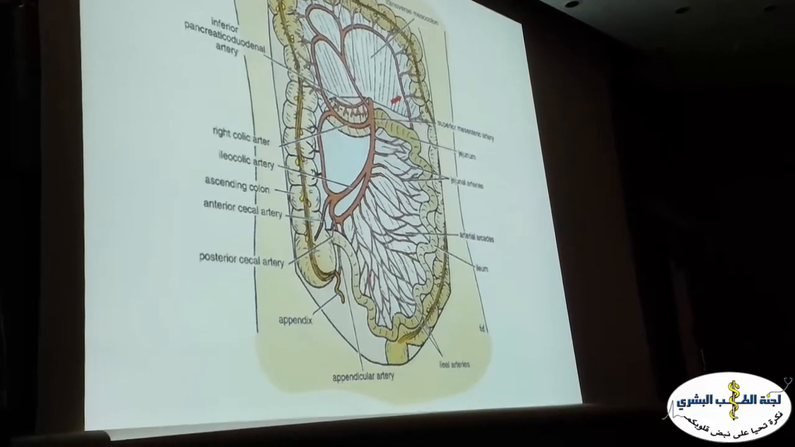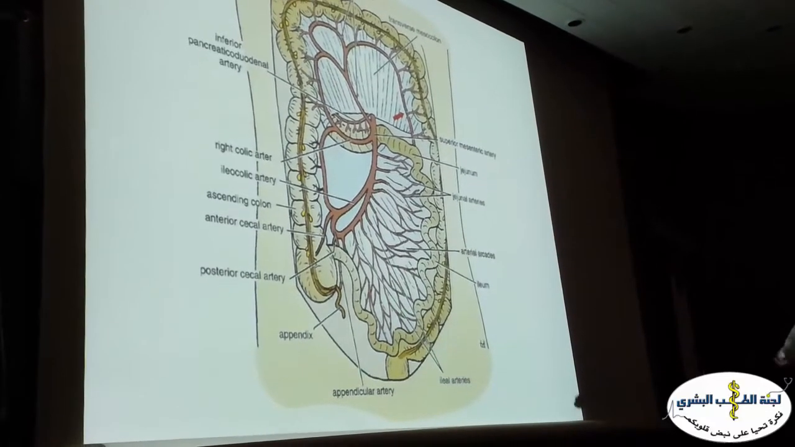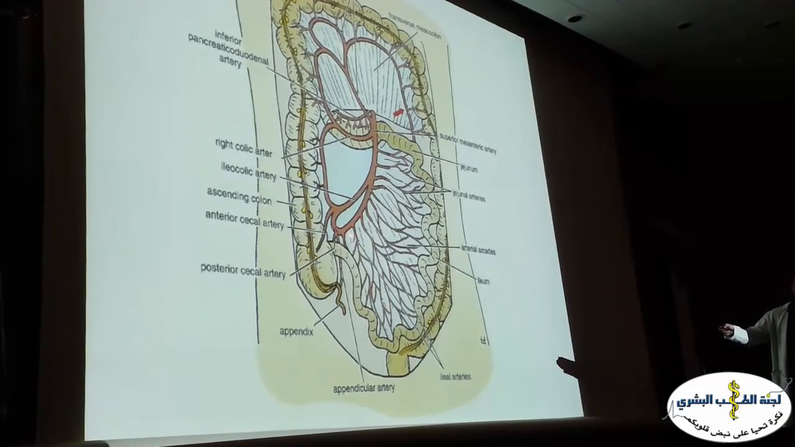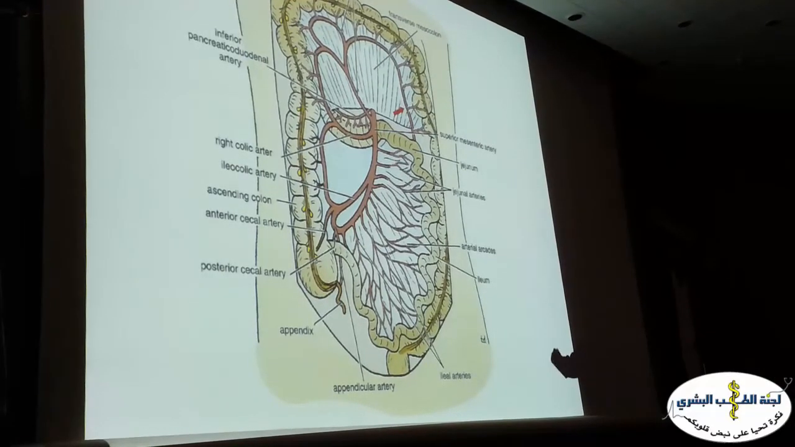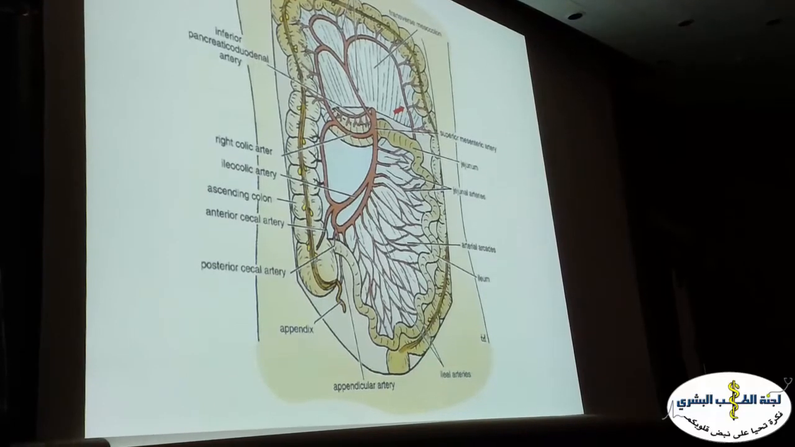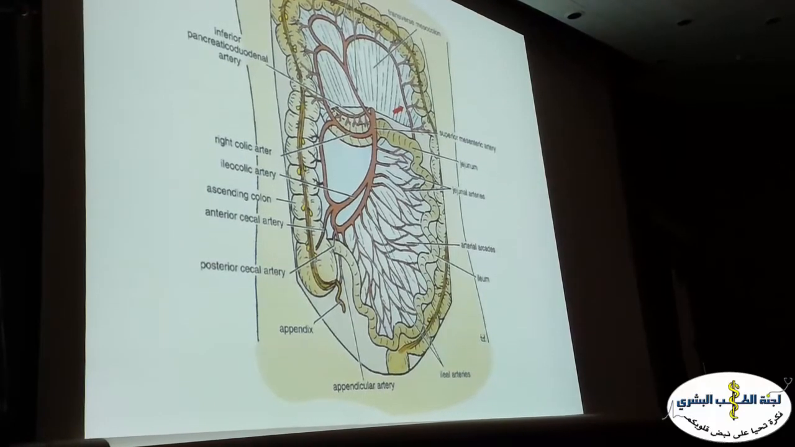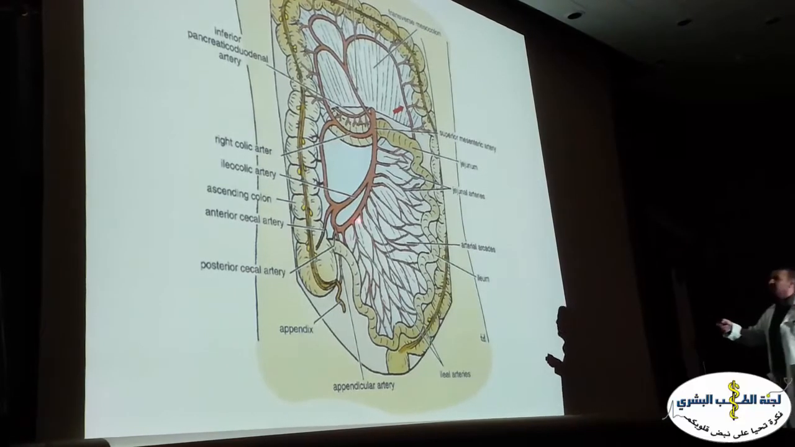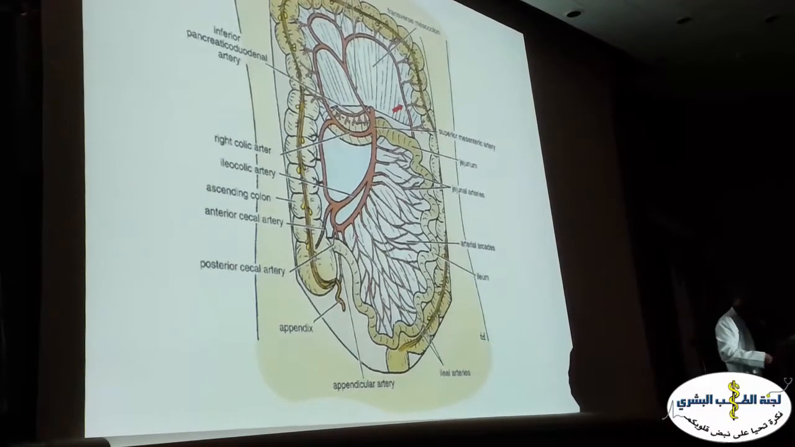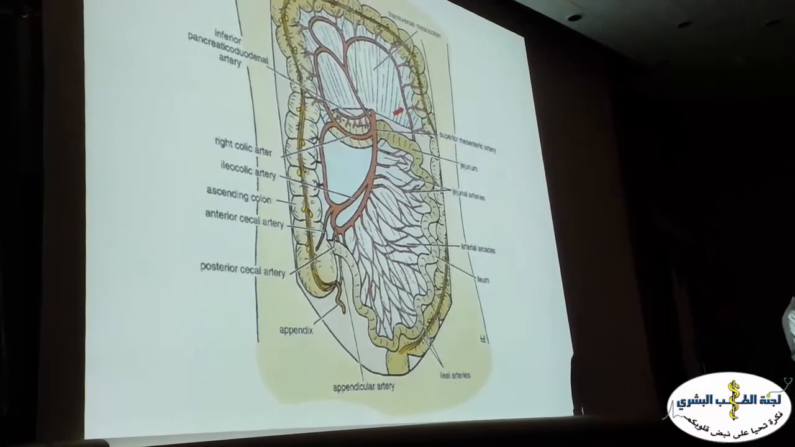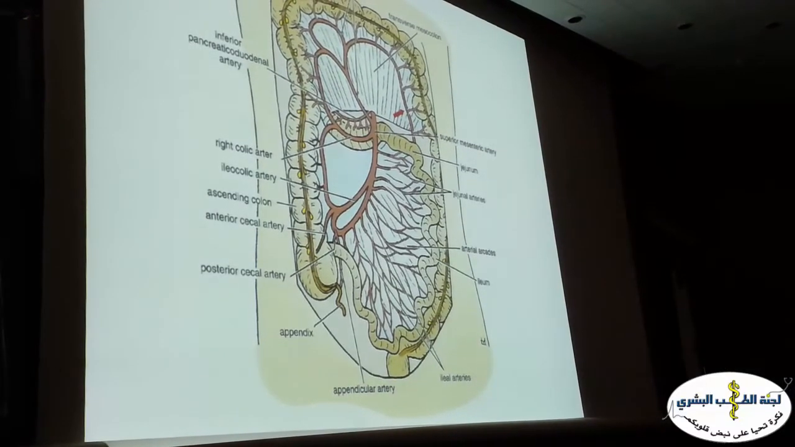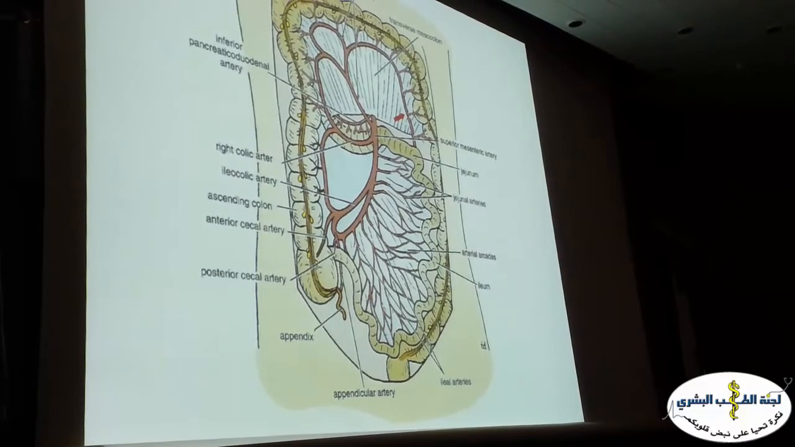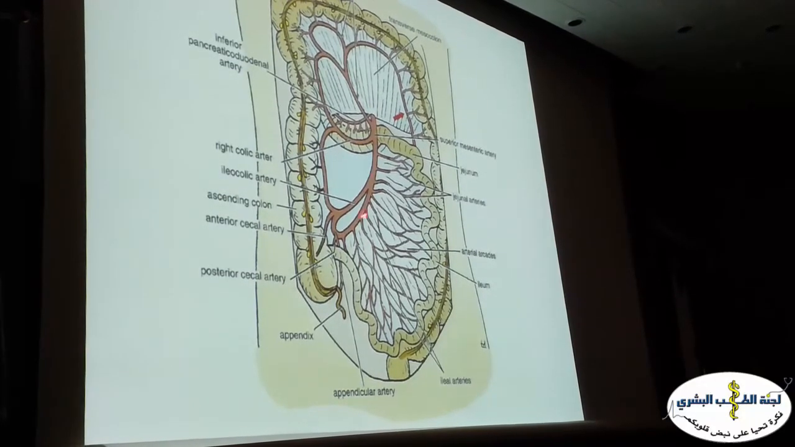Okay? It will give a descending branch. The descending branch will loop to anastomose with what? With the superior mesenteric itself. That's why they call it the terminal branch, or the terminator of the superior mesenteric. It loops to anastomose with the superior mesenteric itself. So we have an ascending branch, which helps with the ascending colon, and helps to anastomose with the right colic. A descending branch will anastomose with what? With the superior mesenteric itself.